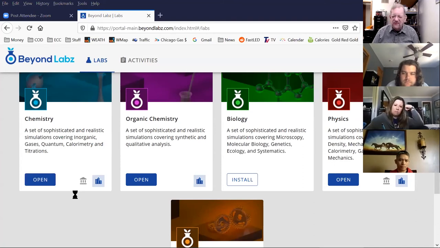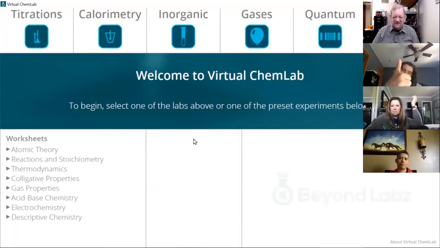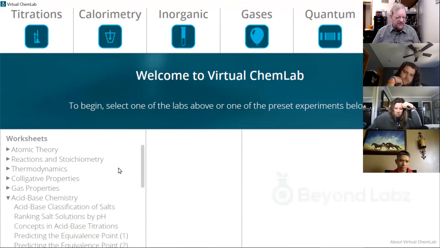All right, everybody see titrations on the screen? Now do you see titrations on the screen? Hold on. Now do you see it? Thank you. All right, don't click here. Everybody see where it says worksheet? Lower left. See where it says acid-base chemistry? Click on that.